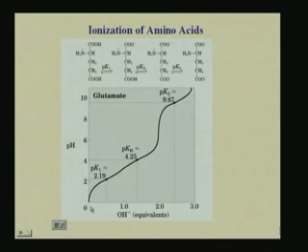So what do I have in my curve here? I have a pK1 value. I have a pKr value. What is the pKr? R is the side chain, so it corresponds to the side chain. Then we have a pK2 value corresponding to the amine. Okay.